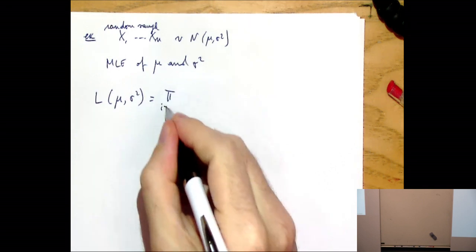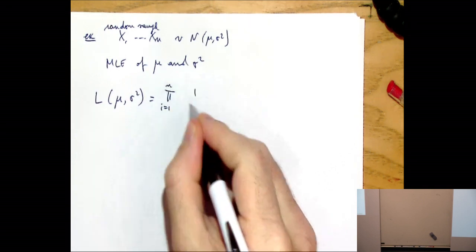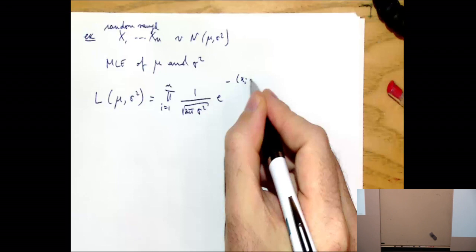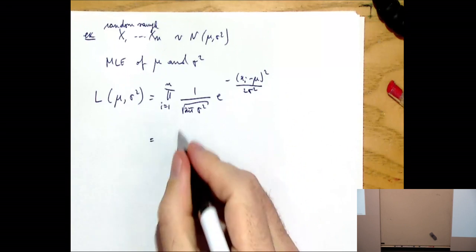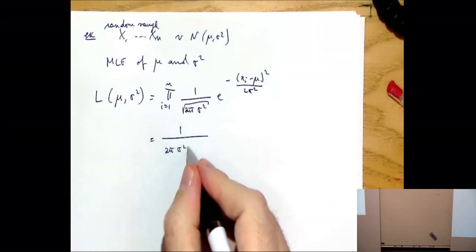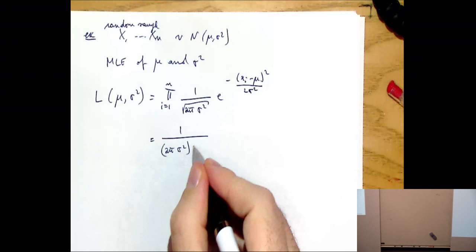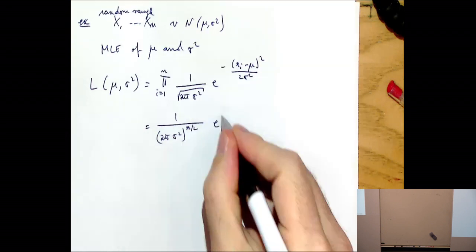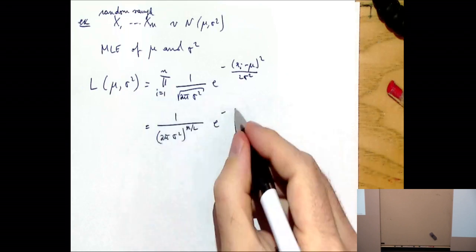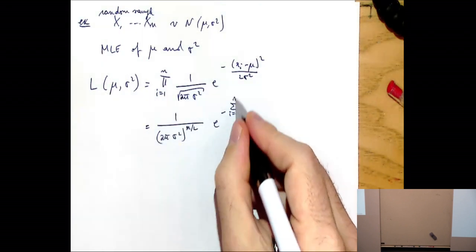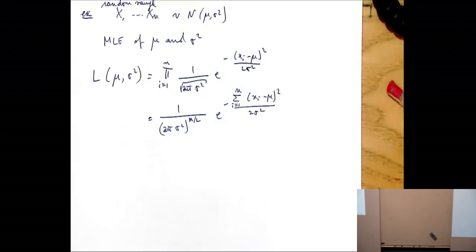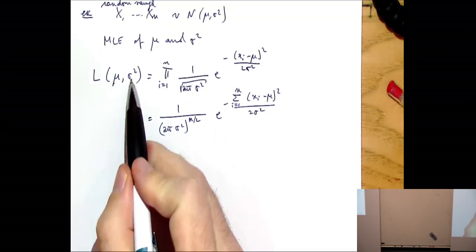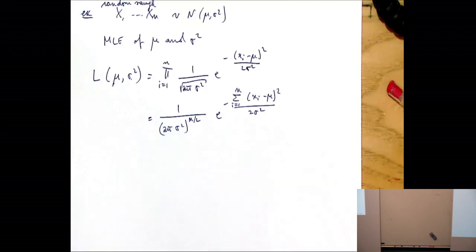It is the product from 1 to n of 1 over the square root of 2 pi sigma square, times e to the minus (xi minus mu) square over 2 sigma square. Right? And so this is 1 over 2 pi sigma square to the n over 2, and here e to the minus, and I have a sum because of the product, the sum from 1 to n of (xi minus mu) square divided by 2 sigma square. Right? And here what we want to do is find mu and sigma square that maximize this likelihood function.